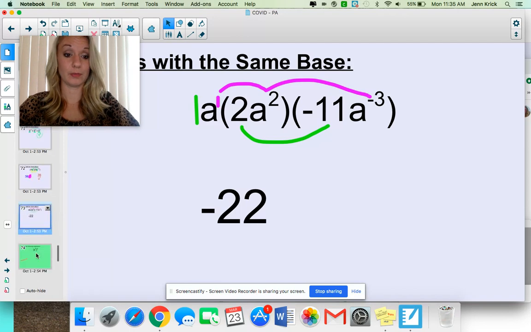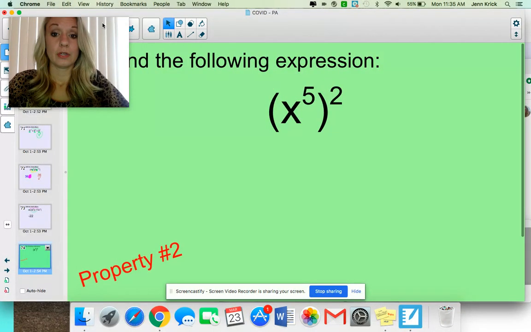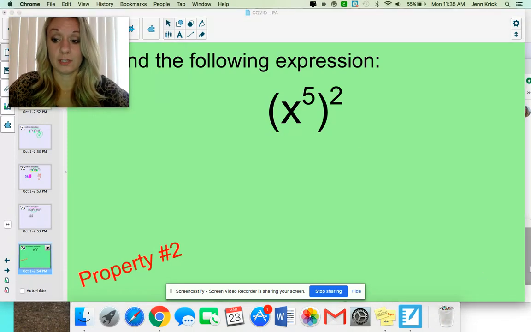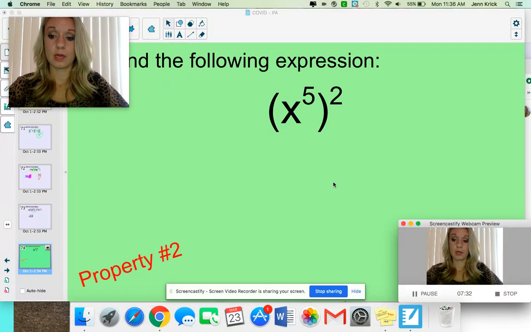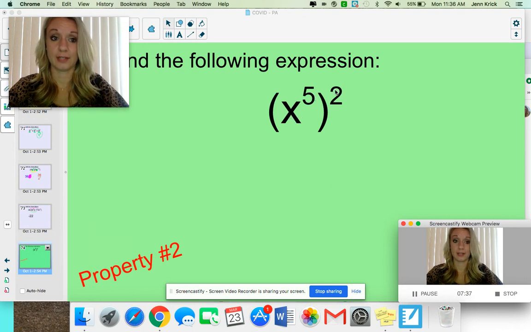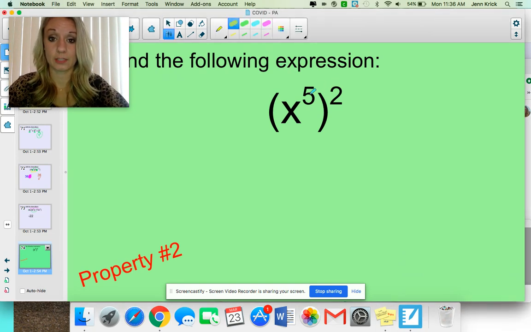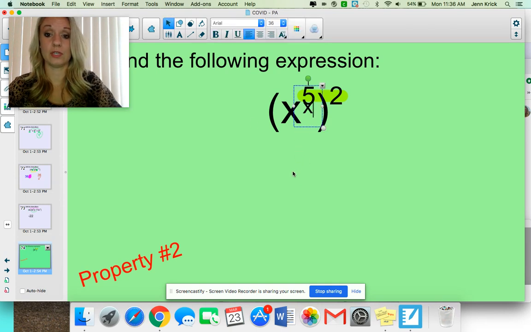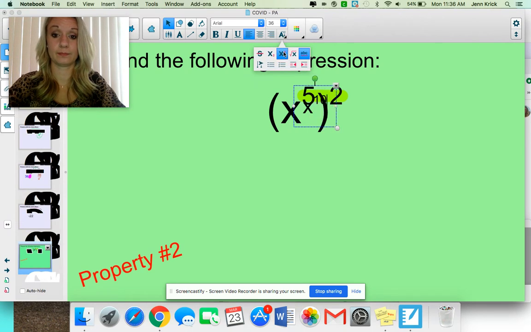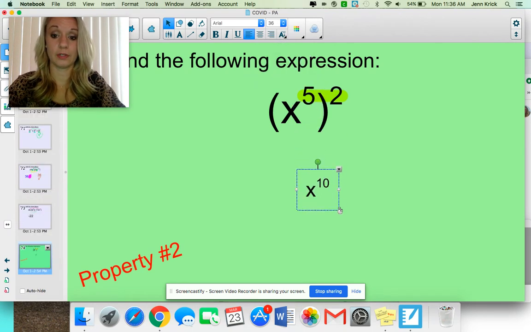All right, moving on. Now, this looks a little bit different, and listen to my verbiage on this one. So for property number 2, notice that you've got x to the 5th to the 2nd. When you've got a base with an exponent that's also raised to a power, we are now going to be multiplying your exponents together. So you would have x to the, what is 5 times 2? And you're going to tell me that it is 10, and it would look like this.